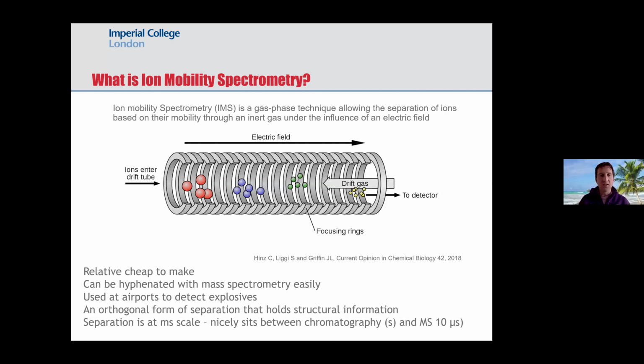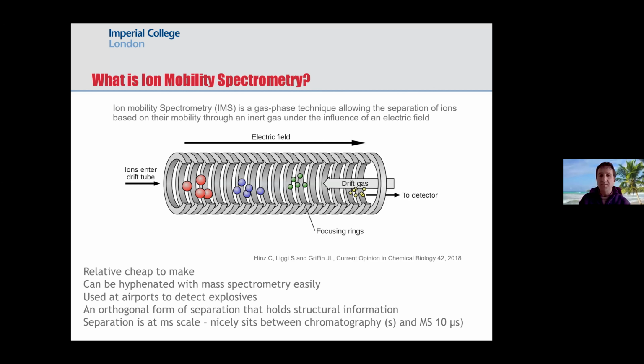I've already mentioned it's relatively easy to hyphenate with mass spectrometry. You've probably all met ion mobility spectrometry. Last time, you have to cast your minds back now over a year, to last time that you were at an airport. So a lot of the explosive detectors are based around ion mobility based approaches because they're cheaper than mass spectrometry in terms of designing them.